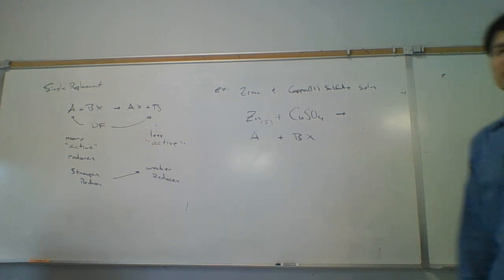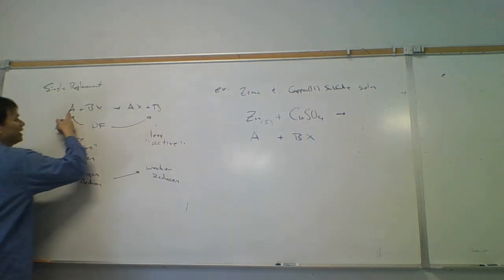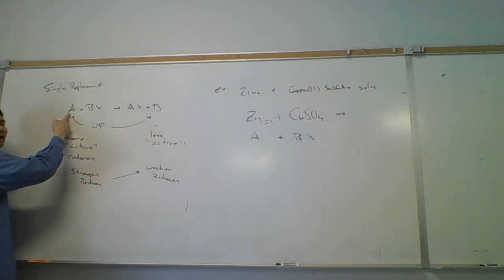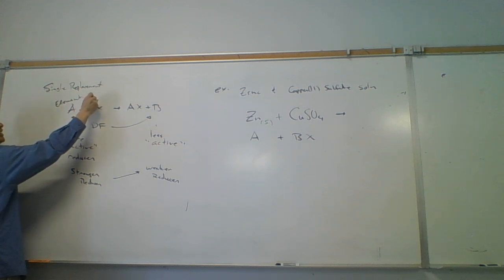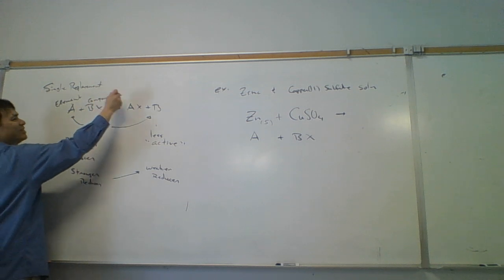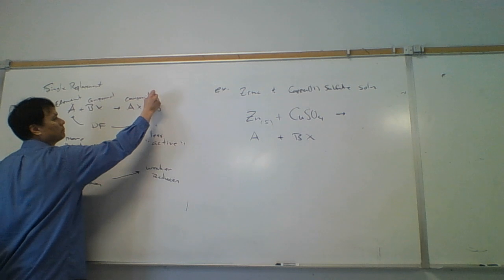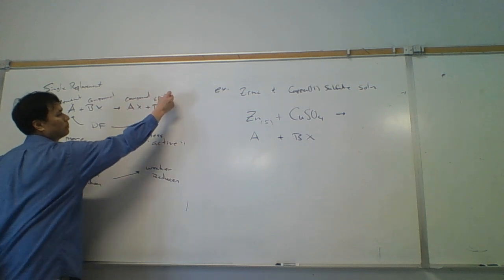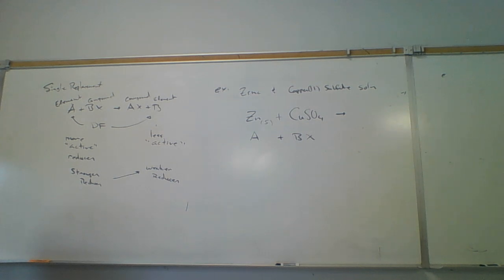Well, this is why we're probably going to have to put in some more verbal description. A cannot be an ion. A has to be an element. And so the pattern here is element plus a compound yields a compound plus an element. This is not copper the element. Copper the element would be Cu solid with a 0 charge. This is copper metal. This is copper ion.